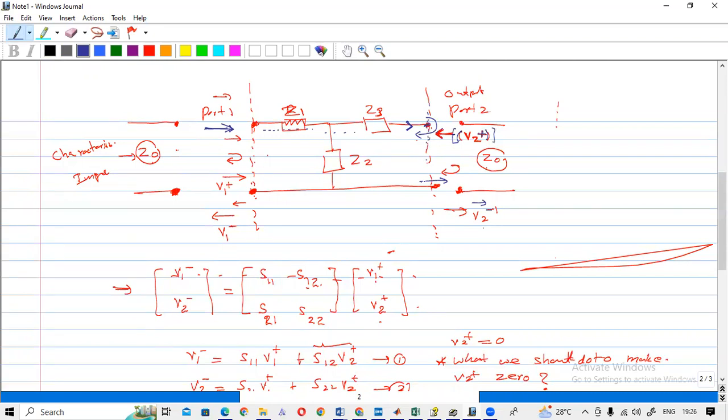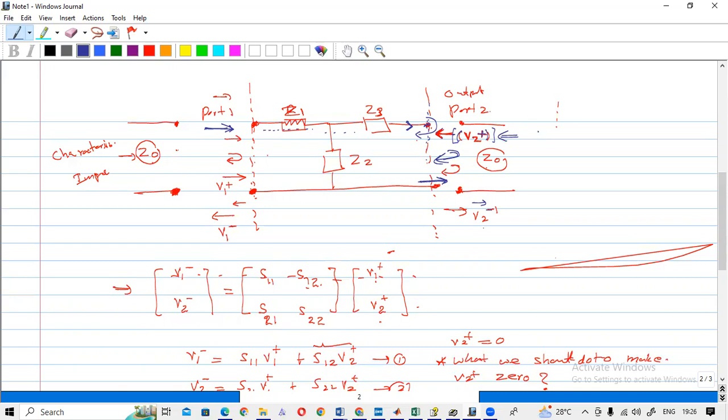So V2 minus is the output of this port and V2 plus is the input to the port. So this V2 plus is actually the reflected value. Correct? You have to understand that part. Now you want to make this reflected V2 plus. Actually, this is the actual reflected. Although we called it forward and this is reflected, in this case V2 plus is a reflected signal. That is what you should understand.